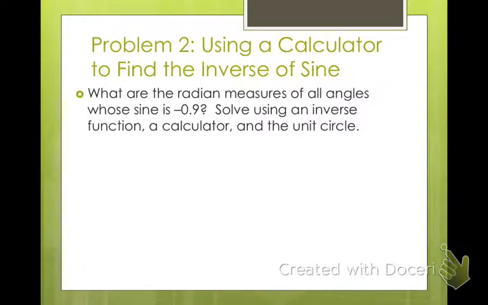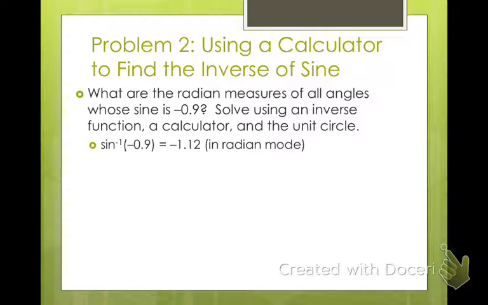Using a calculator, what are the radian measures of all angles whose sine is -0.9? Solve using an inverse function, a calculator, and the unit circle. Using a calculator is super easy. Make sure you have it in radian mode and just put in sine inverse of -0.9, and you get -1.12.